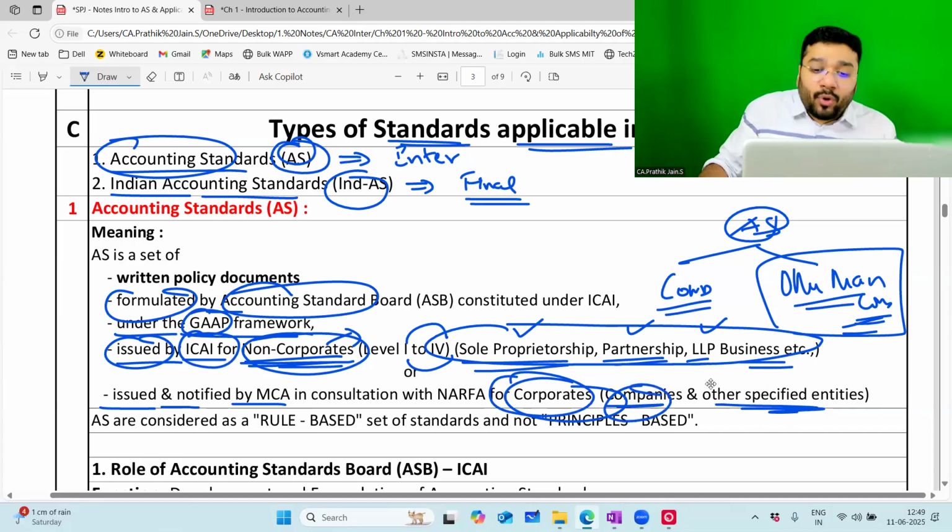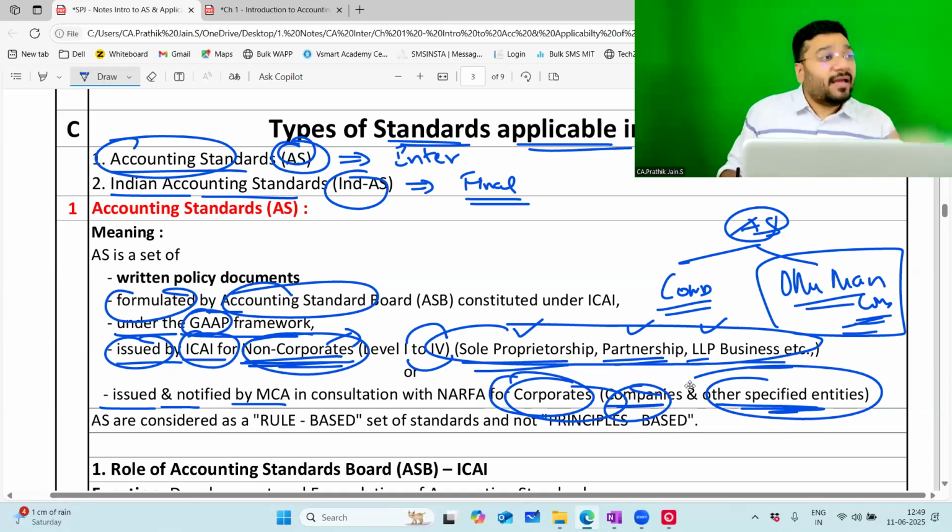Companies and there are a few other specified entities. For them, AS is applicable. So who is formulating them for that? ASB is formulating. ASB will hand over this document to ICAI.